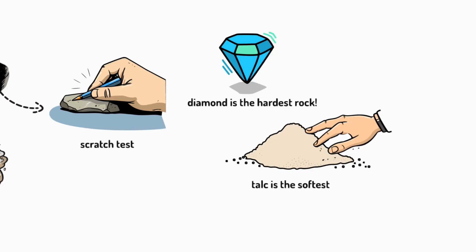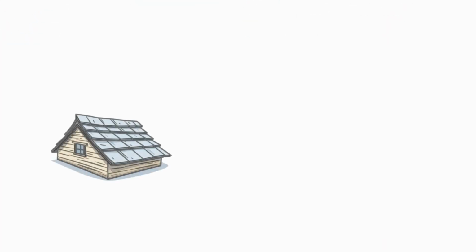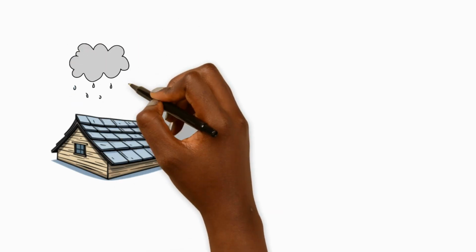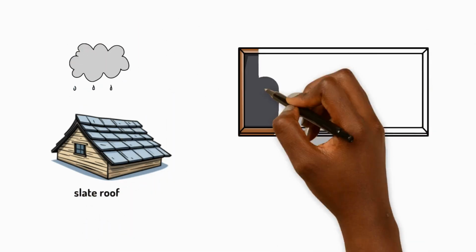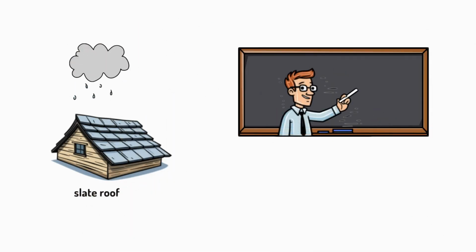We use rocks for different things based on their properties, like slate for roofs because it keeps water out, or chalk for drawing as it wears down easily.